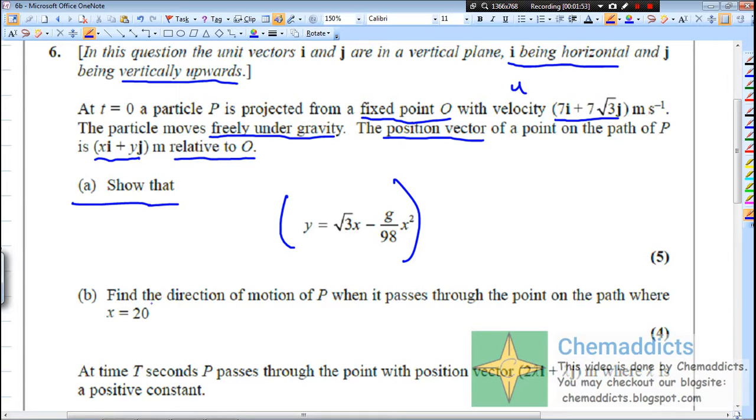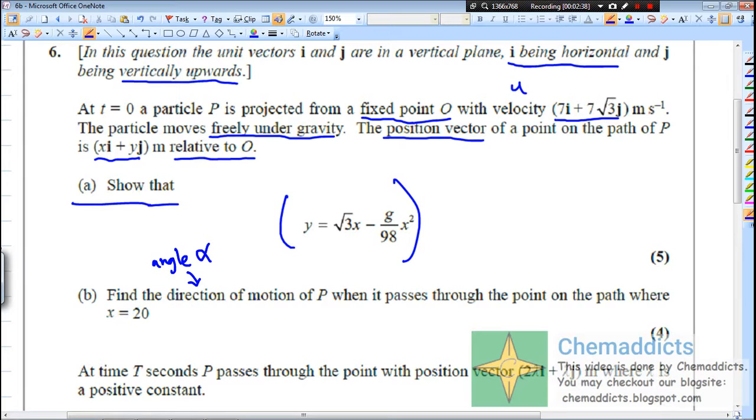So here the direction of motion means the angle, the angle at which the particle P is at that particular moment. That is called the direction of motion of P. So this actually means the angle. That's it, nothing complicated. Let's name this angle alpha.